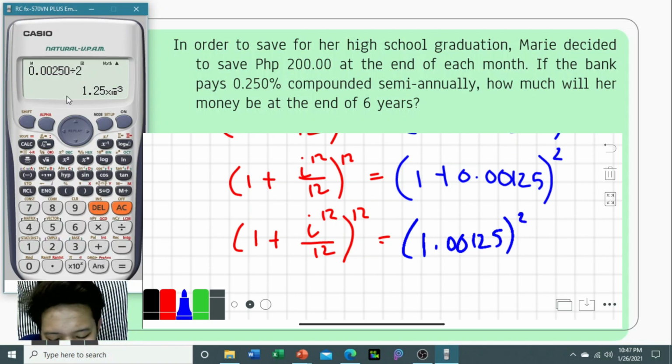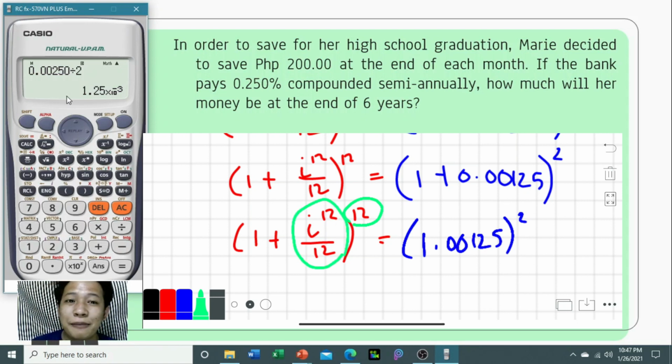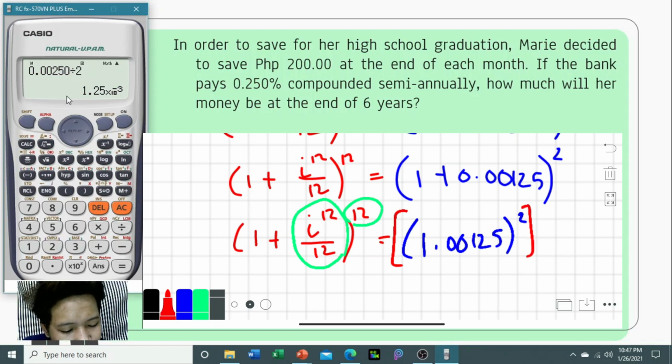So, para po matanggal natin itong exponent na 12 na to dito, dahil ang hinahanap po natin in this case ay ito. Okay po? So, hinahanap po natin yung interest period ng monthly. Okay? So, kailangan matanggal po natin yung exponent. And in dealing with that, what we're going to do is we just raise yung kabila into 1 over 12. Okay po? So, para po matanggal ito. Alright? So, we'll be having what?